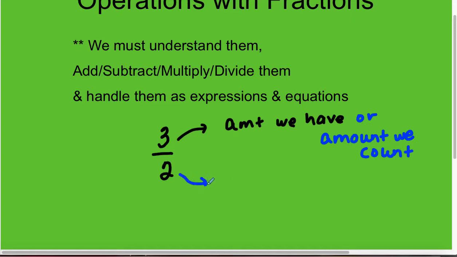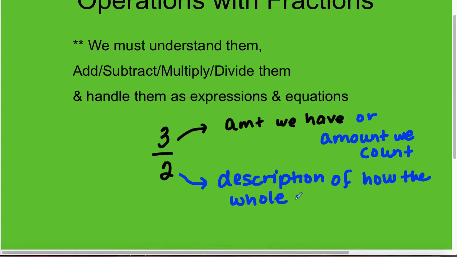Whereas the bottom is a description of how the whole, or one, has been divided. And that's why you heard me say 3 divided by 2. Okay, so it's describing how that whole or one has been divided, okay?